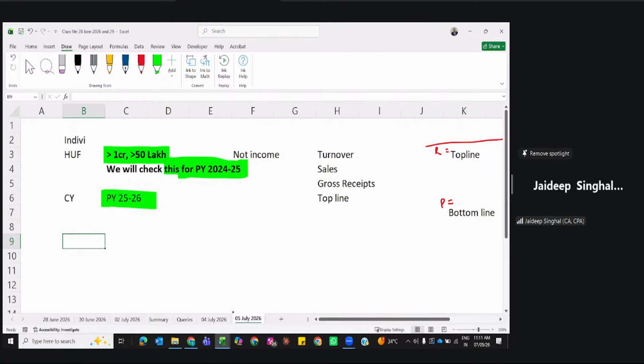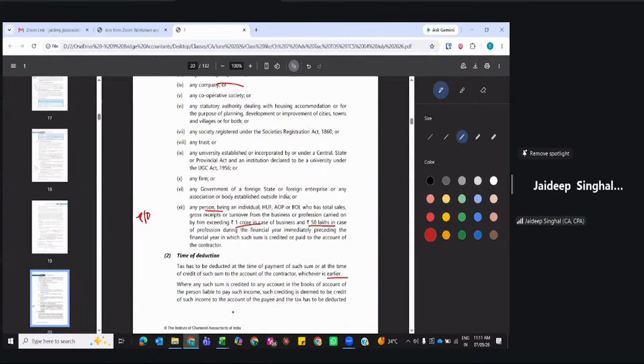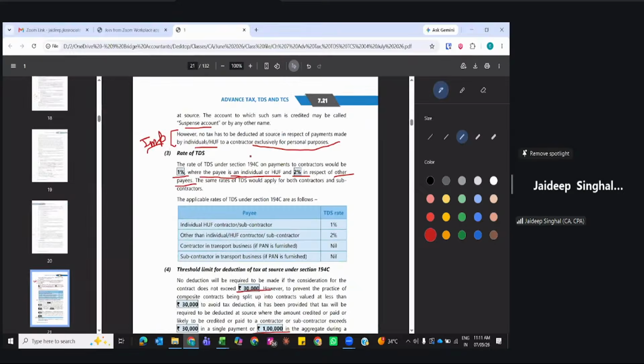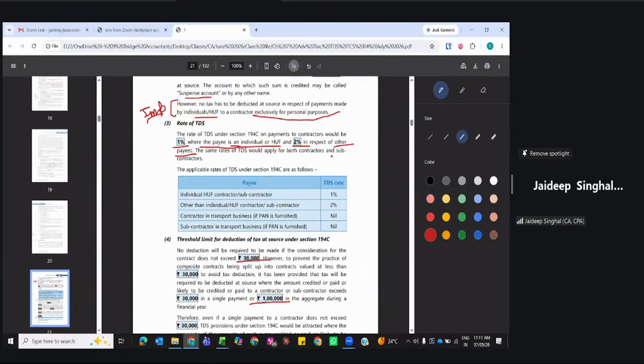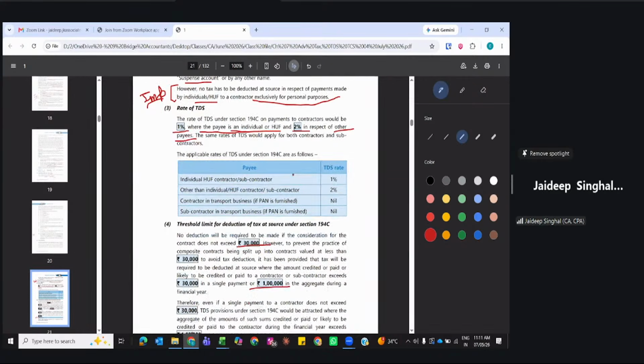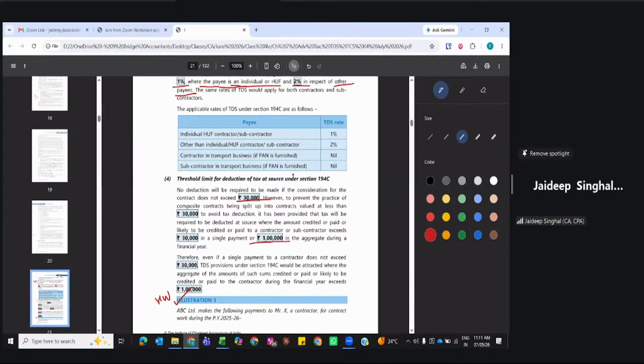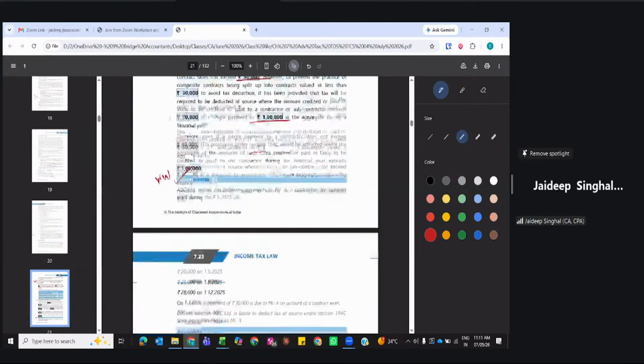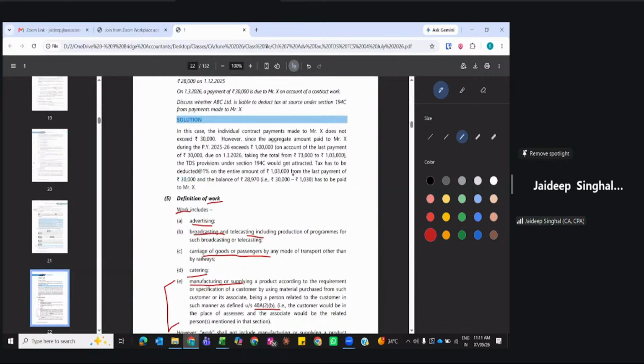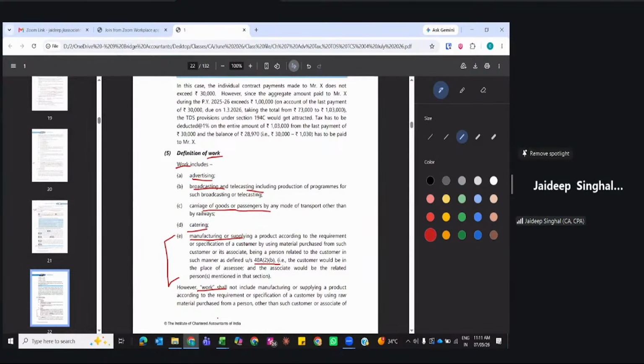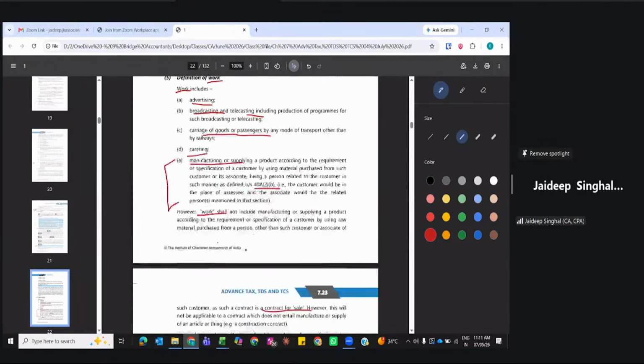Next. Time of deduction, we have seen rate of TDS: 1% in case the contractor is an individual or HUF, 2% in case of other payees. Subcontracting, the same rules apply. There is a limit of 30,000 per contract or 1 lakh for the entire year. Definition of work: advertising, broadcasting, carriers of goods, manufacturing, supply, catering, all that.